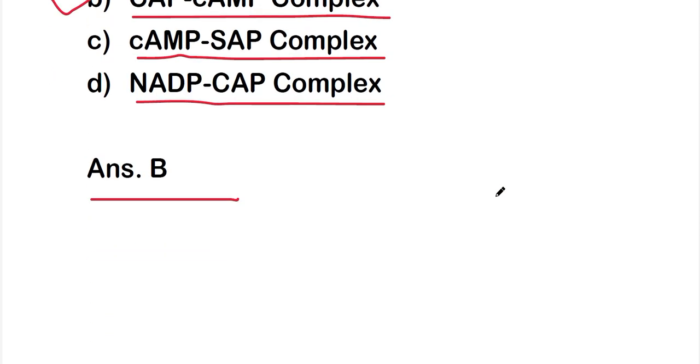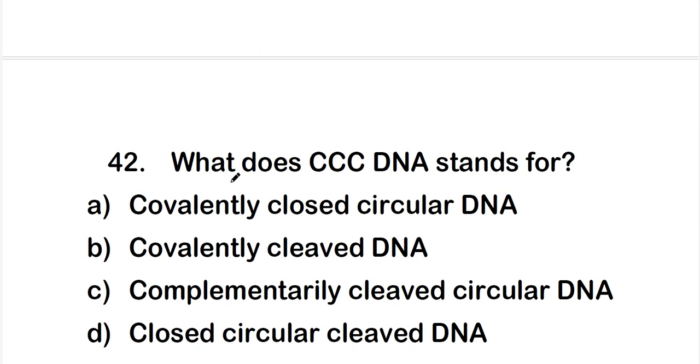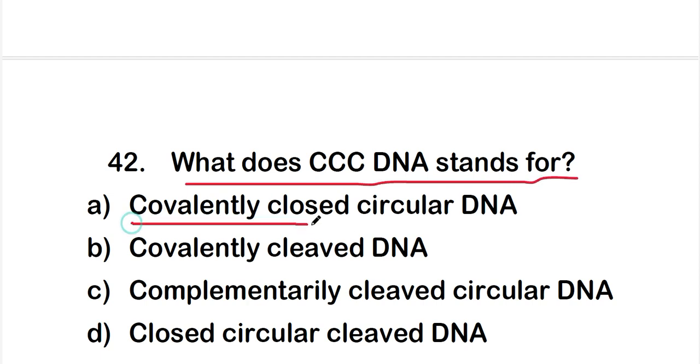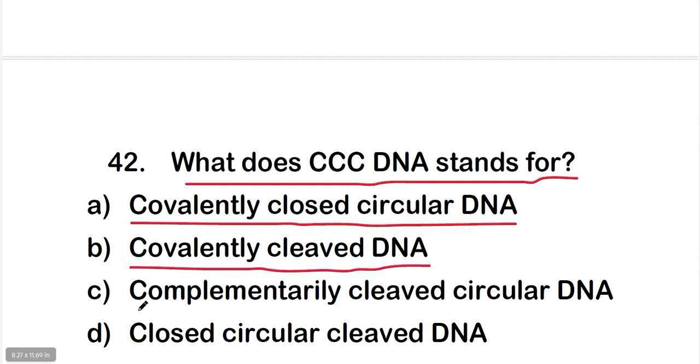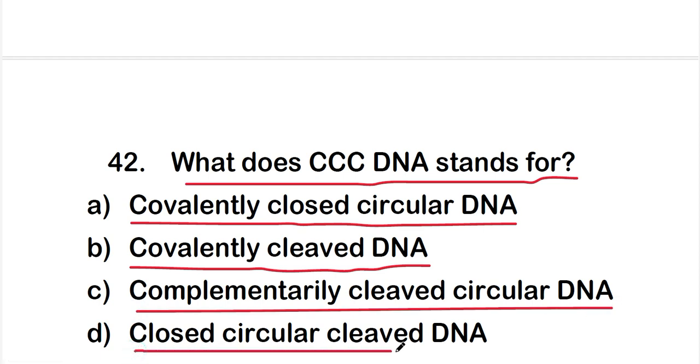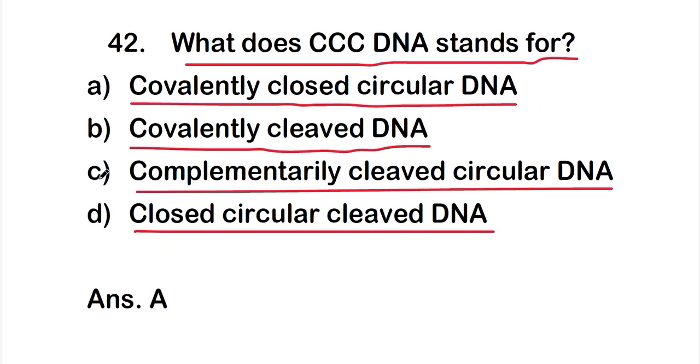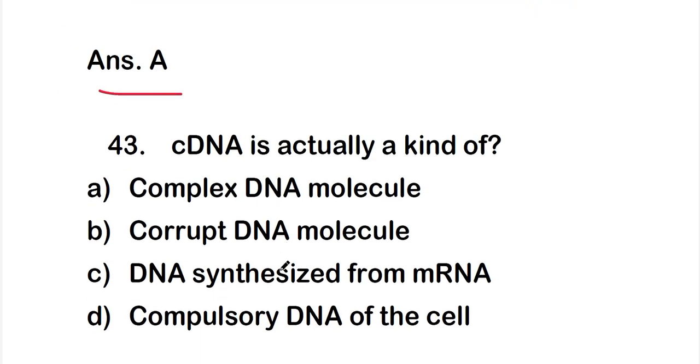Okay, so let's move on to the next question, that is question number 42. What does CCC DNA, that means triple C DNA, stand for? The options are option A, covalently closed circular DNA, option B, covalently cleaved DNA, option C, complementarily cleaved circular DNA, or option D, closed circular cleaved DNA. So the right answer is option A, that is covalently closed circular DNA is known as CCC DNA.